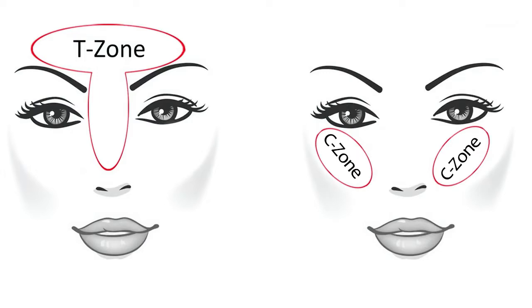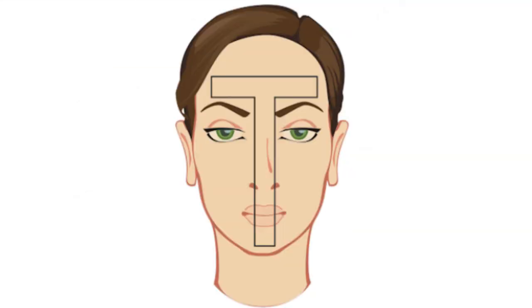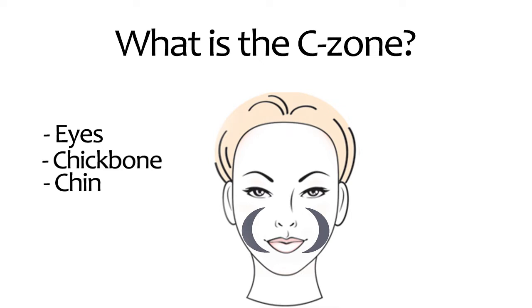So you might be wondering, what is the T-zone or the C-zone? The T-zone is the part of your face consisting of the forehead, nose, and the area around your mouth, including the chin. It is so named because it is shaped like the letter T. And what is the C-zone? The C-zone is the area around your eyes, under your eyes, from your cheekbones down to your chin, almost to your lips, as seen in the diagram.